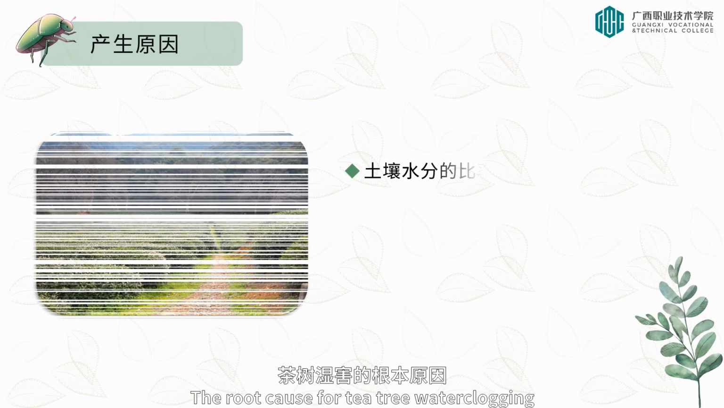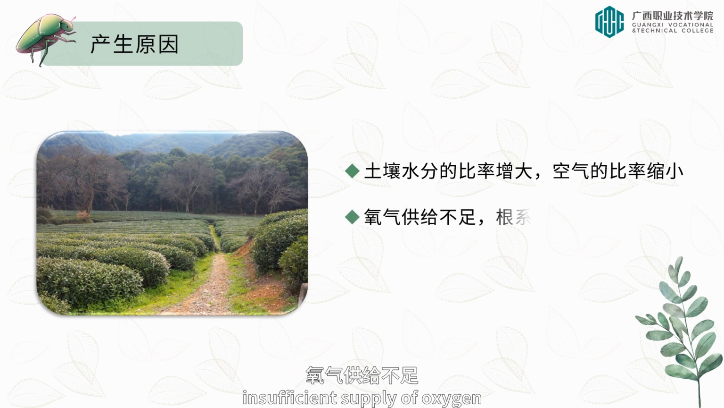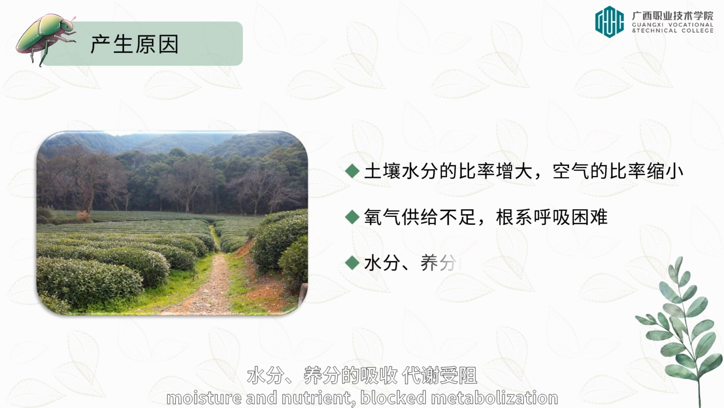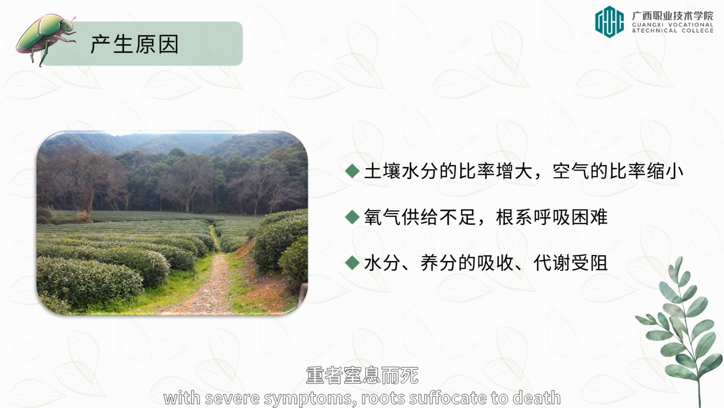What are the causes of waterlogging? The root cause of tea tree waterlogging is an increase in soil moisture and a reduction in the air ratio, resulting in an insufficient supply of oxygen, difficulty in root respiration, and blocked moisture and nutrient metabolism. With mild symptoms, root growth and development are affected. With severe symptoms, roots suffocate to death.